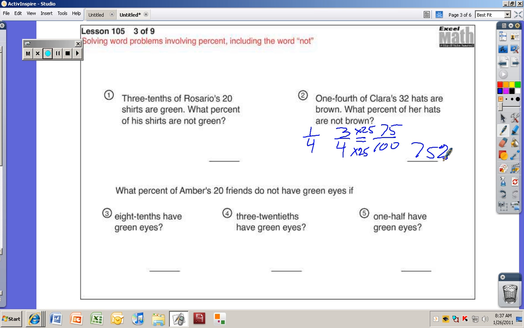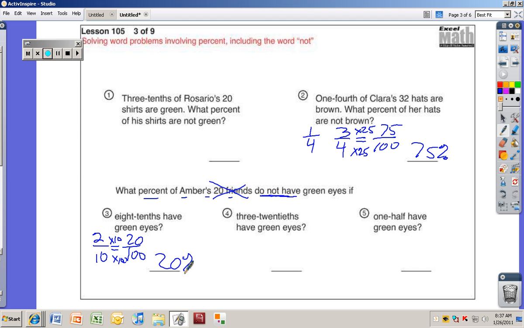Pause the video, turn it back on when you're ready to see the solution. All right, here we go. 8/10 have green eyes. It says what percent of her friends do not have green eyes? Again, we don't care how many friends she has in order to solve the problem. If 8/10 have green eyes, that means 2/10 do not have green eyes. And so we would change 2/10 to out of 100. Of course, there are different ways to do this. By multiplying top and bottom by 10 is how we're going to do it, though.